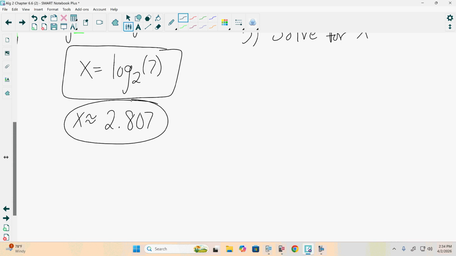Now I will say this, especially on the homework, or on the homework and especially on the test. I would like to have both of these. I would like to have the logarithmic form of it, so saying that x is equal to log base 2 of 7, and I do want the decimal approximation. If you get the decimal approximation wrong for whatever reason, plugged it in, so on and so forth, you are not losing any points.